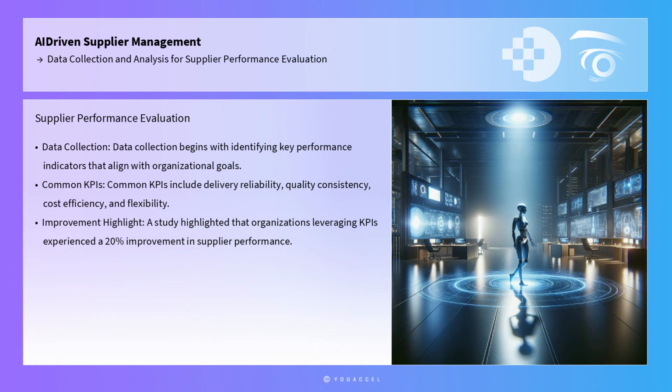Supplier performance evaluation revolves around collecting relevant data, analyzing it effectively, and deriving actionable insights. Data collection begins with identifying key performance indicators that align with organizational goals. Common KPIs include delivery reliability, quality consistency, cost efficiency, and flexibility. For instance, a study highlighted that organizations leveraging KPIs experienced a 20% improvement in supplier performance. These KPIs serve as the foundation for data collection, guiding what data should be gathered and how it should be analyzed.